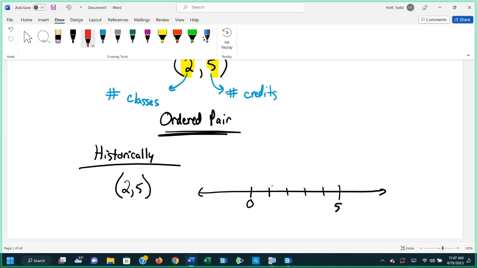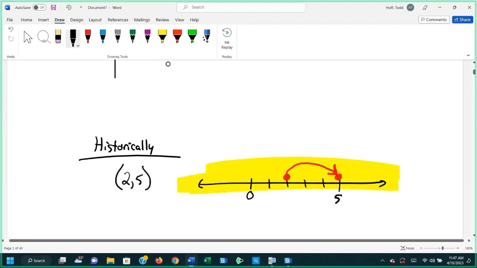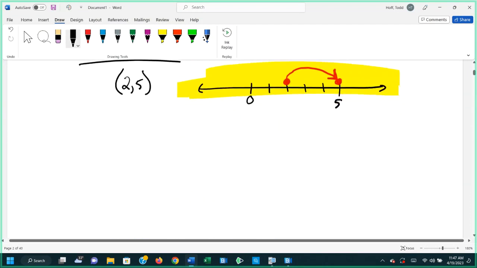And so 2 was one of the numbers. We put a dot at 2. 5 was the other number. To show they were linked, we would connect them, but we also need to show which one comes first. So this arrowhead shows that we're going from 2 to the 5. The 5 is the second number. The 2 comes first and then the 5. Well, you can see there, it wouldn't take many of these ordered pairs before that number line became very, very cluttered.